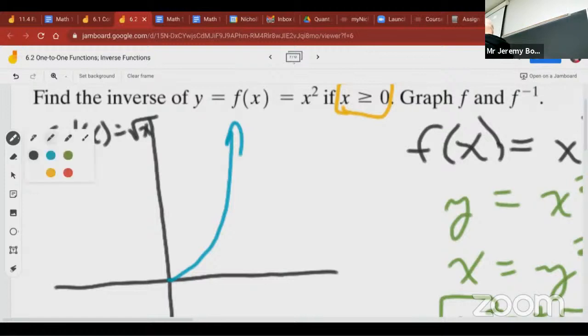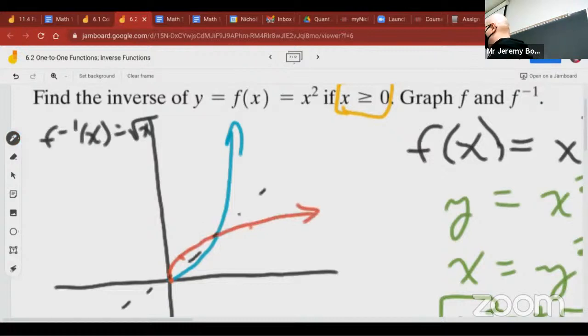Well, the square root of 0 is 0. Square root of 1 is 1. The square root of 2, that's tough to do. Square root of 3, that's tough to do. Square root of 4 is 2. So that'll be probably about right here. That graph looks like that parabolic curve, but just coming off the sides, like that. And so you can still see there's a symmetry across that diagonal. I didn't draw it perfectly, but that is the graph of that inverse.